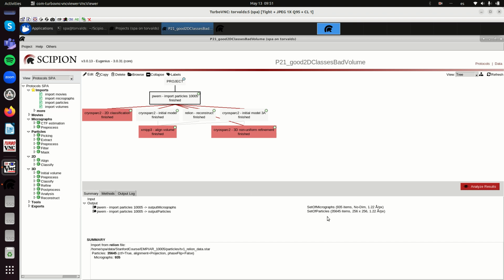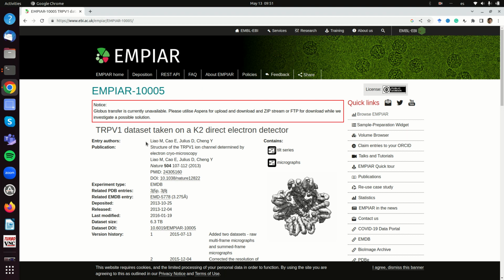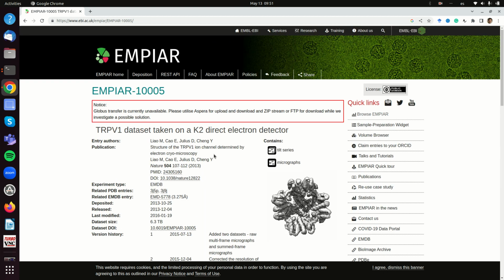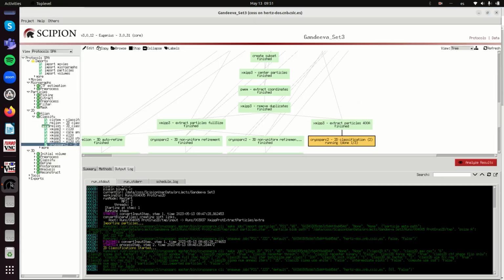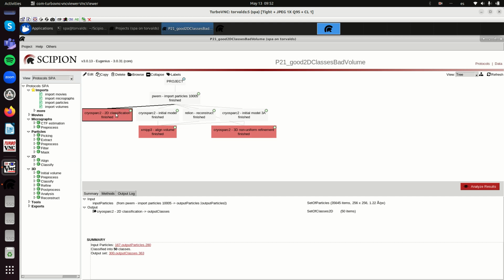We have taken particles from EMPIAR 10005. This dataset is TRPV1, and it was given a resolution of 3.2 or 3.3 angstroms. We took these particles and processed them in different ways. So the first thing is to analyze the 2D classes.